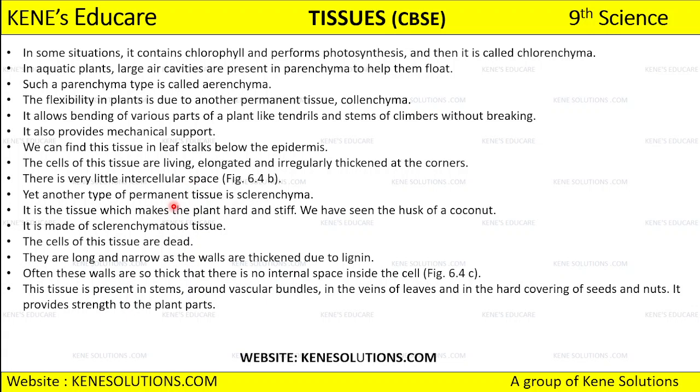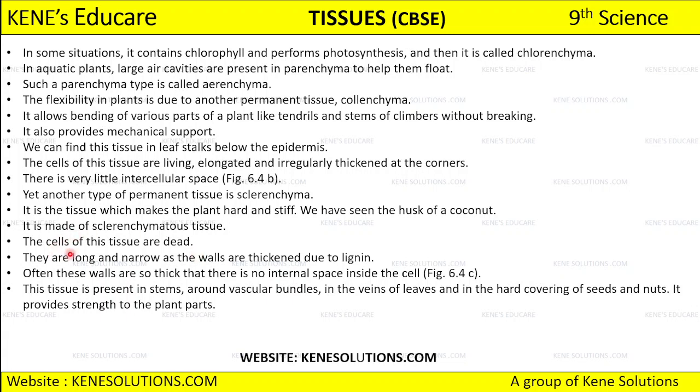And yet another type of permanent tissue. So the first type was parenchyma, the second type was collenchyma, the third type is what? Sclerenchyma. Sclerenchyma is also a type of permanent tissue that we have, right? So sclerenchyma जो है, it makes the plant hard and stiff. Okay, so you have seen the husk of a coconut, right? That husk of the coconut is made of this sclerenchymatous tissue, and that is why coconut का जो outer part होता है, that is very much hard and stiff.